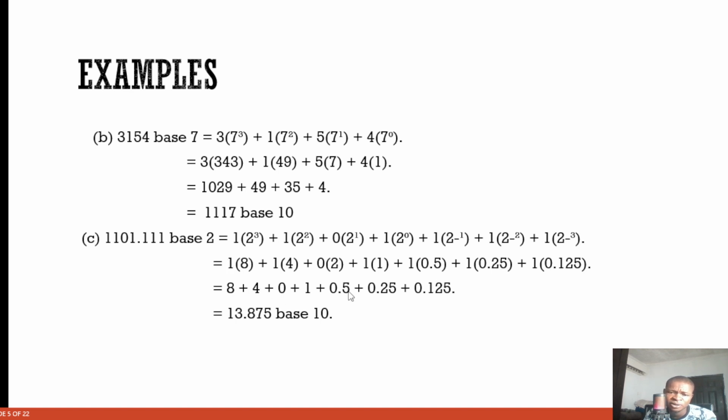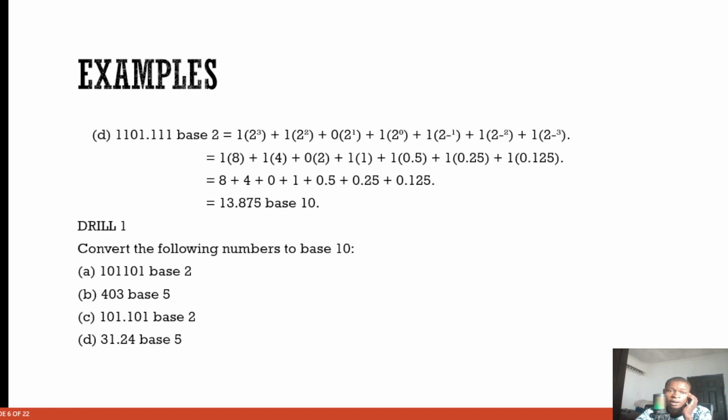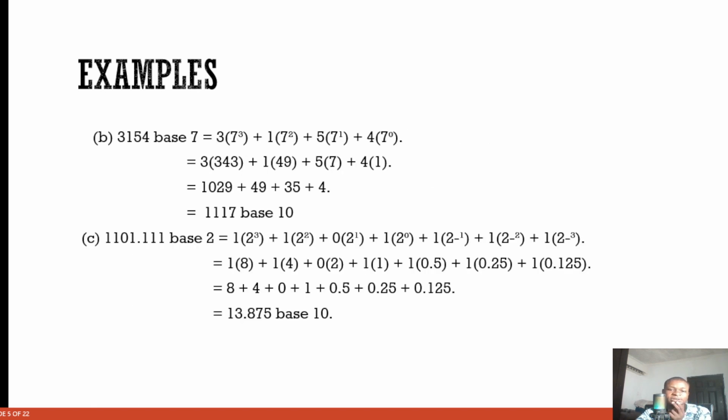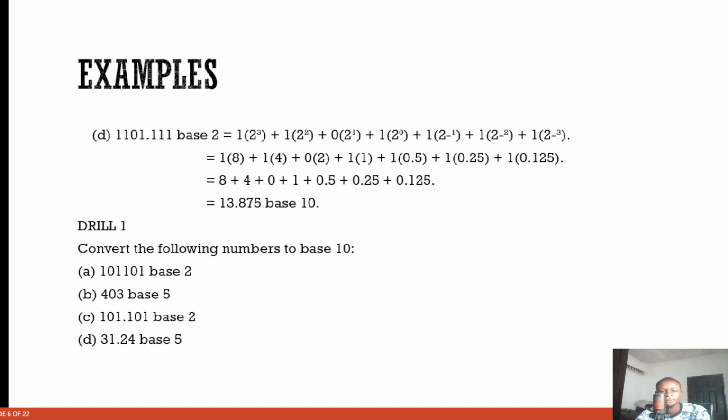So when you take the multiplication one after the other, we get the remaining result, and we add the results together. This is how we convert from one number base to the other. We have the same thing on C to D. This is drill 1, and you can try the A to D questions on your own, converting all of these into base 10. When we try these on our own, it will help us know our capability on this topic of how to convert.